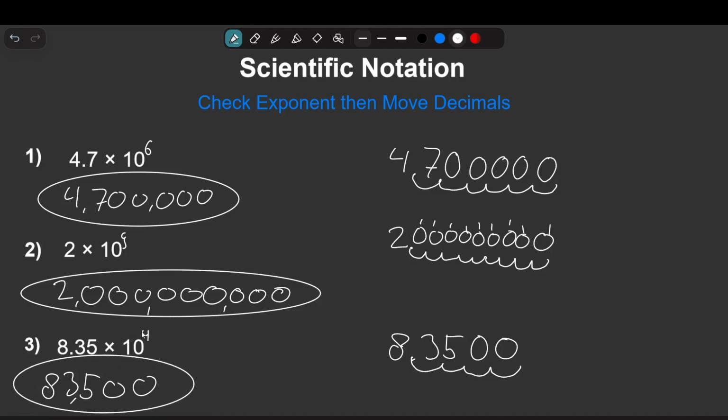So, this was basically the video, guys. Remember, positive exponent, move right, count carefully, and the zeros will do the rest. Don't forget to put the commas, and don't forget to remove the decimal.